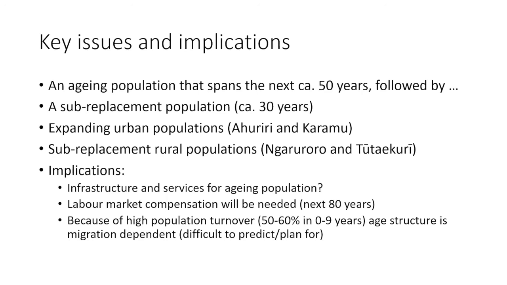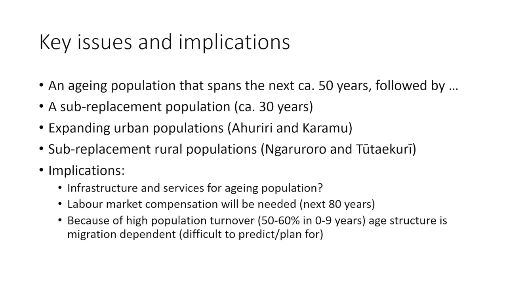Implications, obviously infrastructure and services for an ageing population. This is the planning question. Do we build early childcare centres, or should we be planning for bowling greens and elderly care facilities? There's obviously going to be a need for the labour market to compensate for these shifts in the population age structure over the next 80 years.